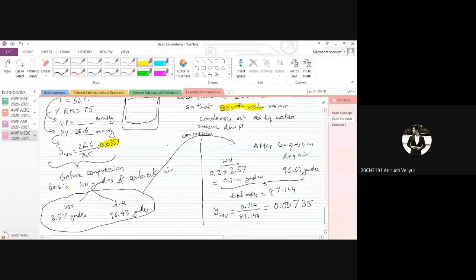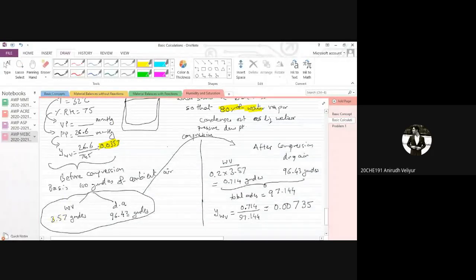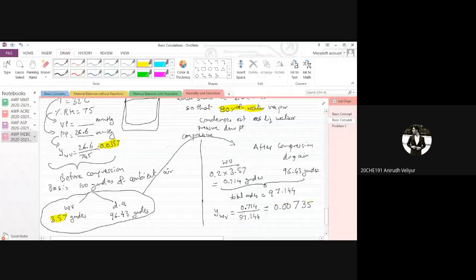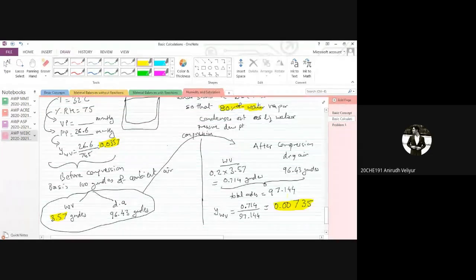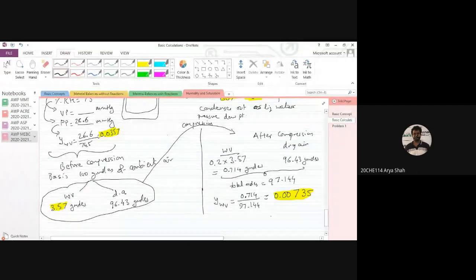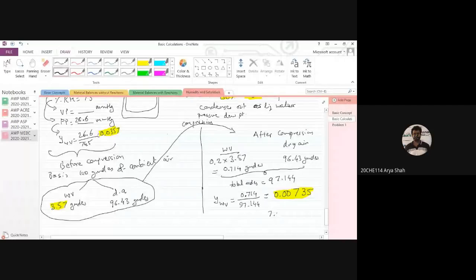Actually, I realized this, sir. When I was checking, I was doing this. There isn't a significant change from the answer which I got previously. Before I used 7.14 times 10 to the power minus 3, now it is 7.35 times 10 to the power minus 3. Sir, the error is about 3%. So can we neglect that, is the question.